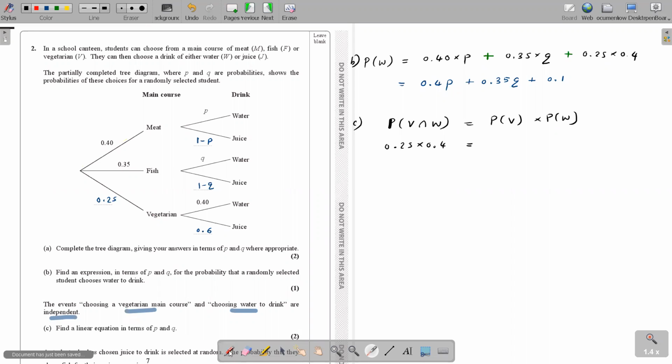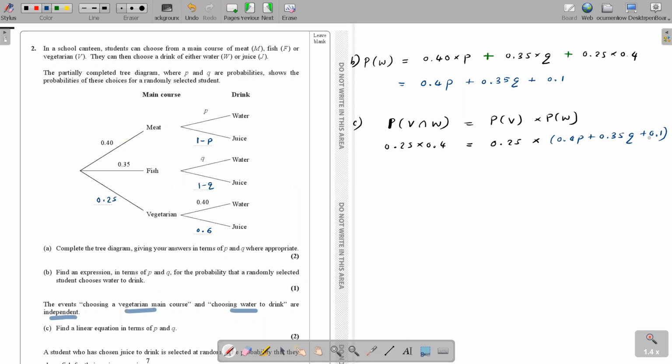0.25. Probability of choosing vegetarian is 0.25 into probability of water. Probability of water, you don't have to sweat because we have found that in part B, the choosing water in part B. So that answer is found, children. So substitute that. How much is it? 0.4p, 0.35q plus 0.1. So they ask. So this is it, children. All you have to do is now simplify it and make it into a linear equation.